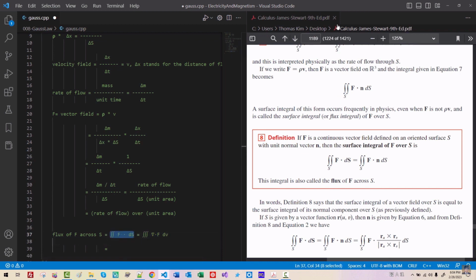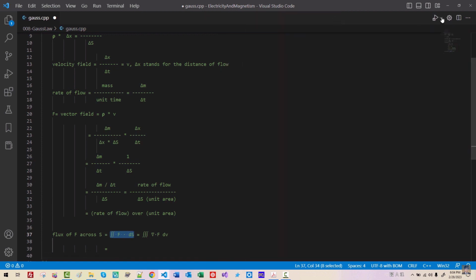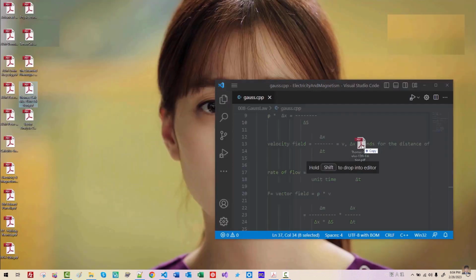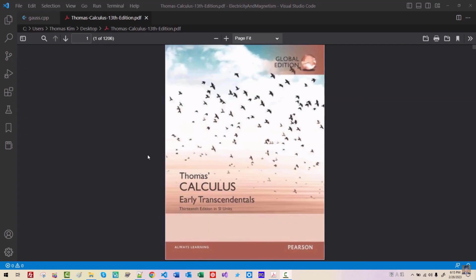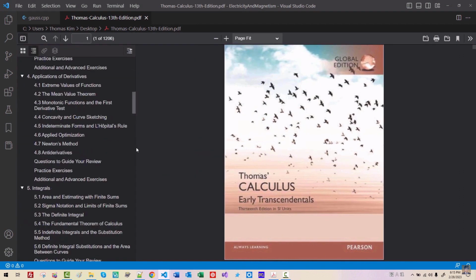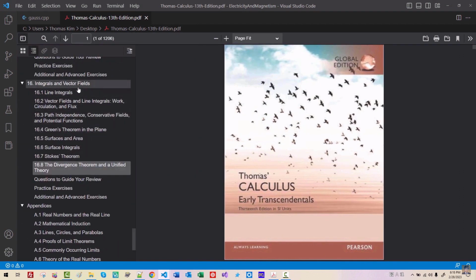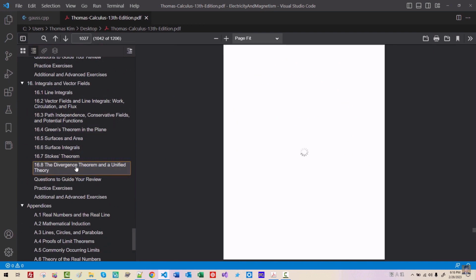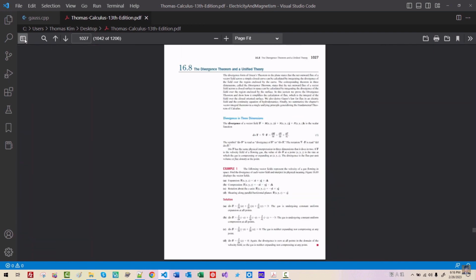Now, I will close this document. Instead, open Thomas' Calculus, Early Transcendentals. Click this button, scroll down to the last chapter, last section. Now, I will close it.